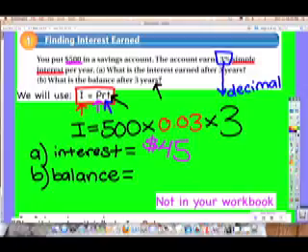What's the interest? That's how much the bank is giving us. I added a question B. After 3 years, what if you keep your money in there and you don't take it out? What's your balance now? Perfect. Okay, did you hear what they said? Repeat it. Just add it to your original amount, so the balance would be 545.